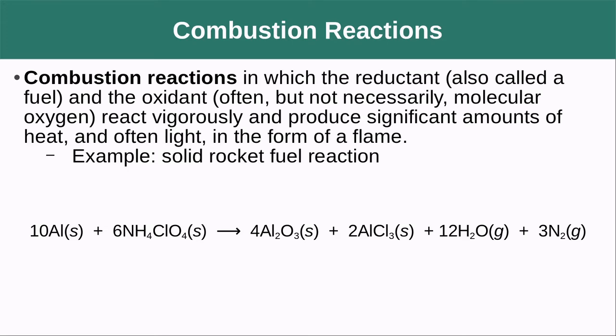So one of the reactions that we have here is the solid rocket fuel, where we're mixing aluminum metal with ammonium perchlorate. That's creating aluminum oxide, aluminum chloride, and very importantly, it's releasing water gas and nitrogen gas. We're releasing a lot of gas here. This hot gas escaping is what's causing the propulsion that's pushing the rocket forward.